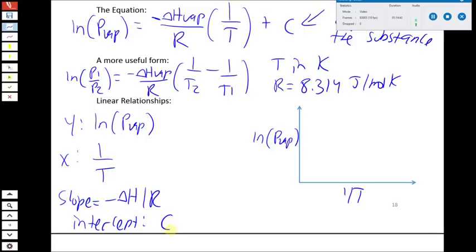So this is one way that we can measure the delta H of vaporization for a substance. If we have water, for example, which has a large delta H of vaporization, it's going to have a very large slope like this. If we look at another substance, diethyl ether, actually let's do a simpler one than that. So water has what kind of intermolecular forces?